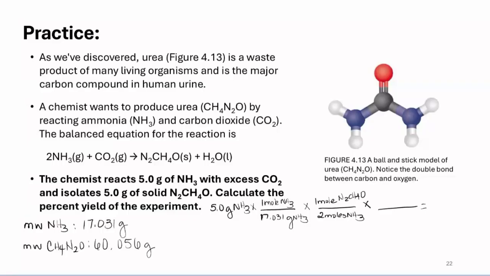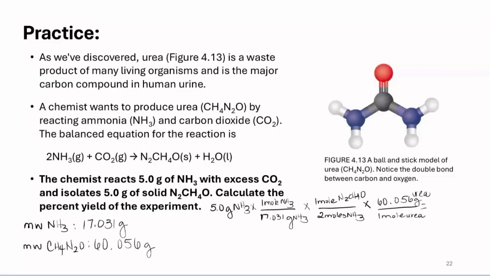And lastly, to actually find the grams of urea that I'm supposed to get if I start with 5.0 grams of ammonia, I'm going to multiply this by the molar mass of urea. So 1 mole goes in the bottom. I'm just going to write the word urea. And then on top, I'm going to write 60.056 grams of urea. I'm just substituting the chemical formula with the word urea.